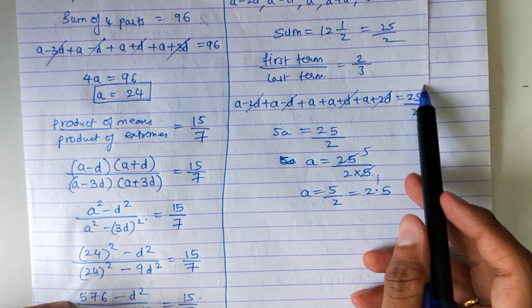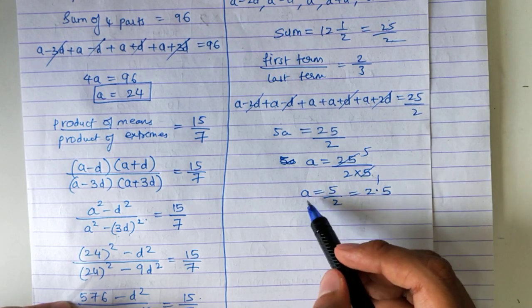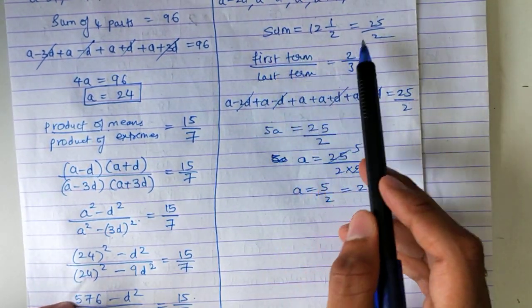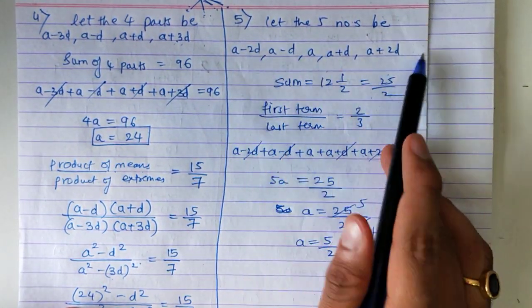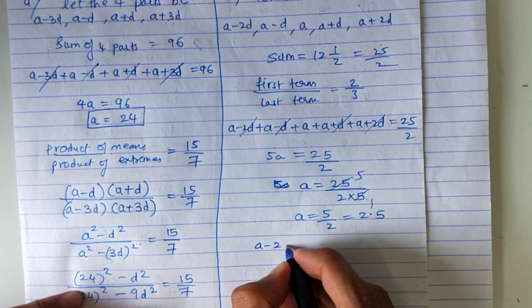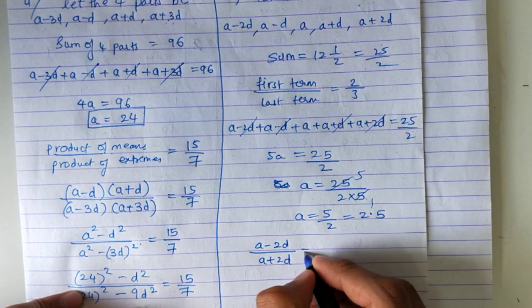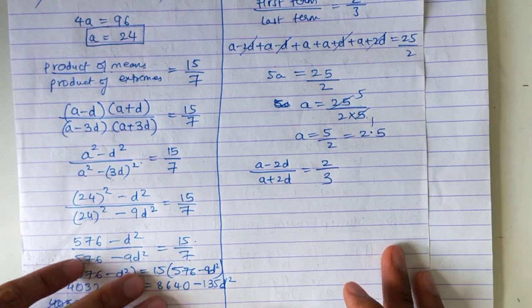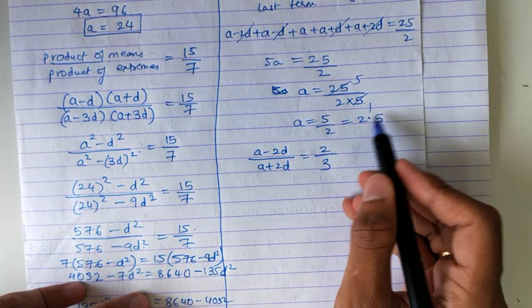Using the first information of this sum, I found the value of A. Now using this value of A and the second information, first term upon last term is 2 upon 3. What is the first term here? यही सीक्वेंस में लिखना है, नंबर्स हमेशा, सीक्वेंस चेंज नहीं कर सकते. So this is the first term, A minus 2D, and this is the last term, A plus 2D. First term upon last term is 2 upon 3. Simple. But this A is 2.5.